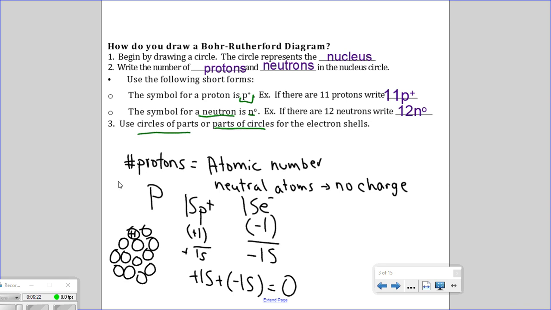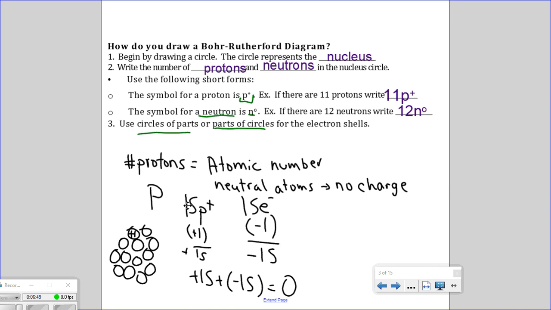And then just remember that the number of protons is equal to the atomic number. Atomic mass is equal to the number of protons plus neutrons. With the atomic number in a neutral atom, this tells you the number of electrons as well. So remember that neutral atoms have no charge.